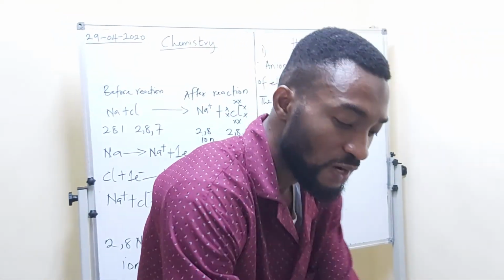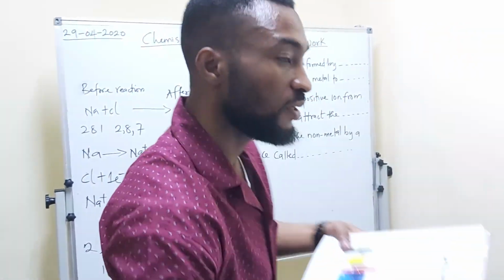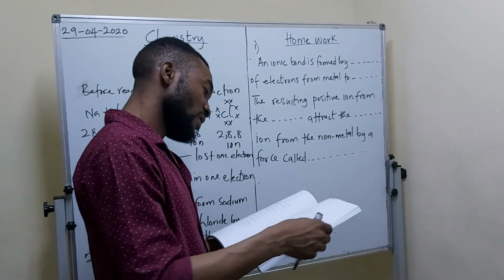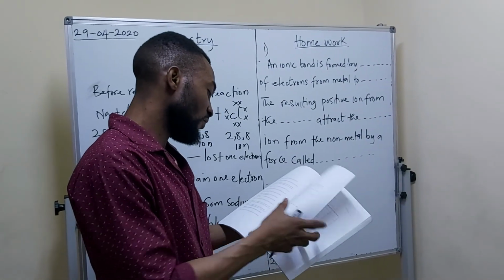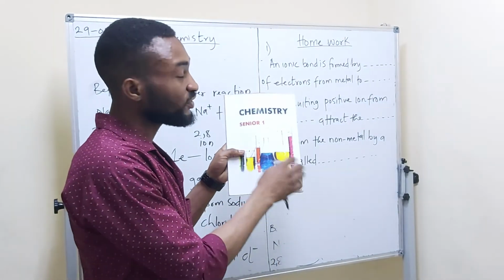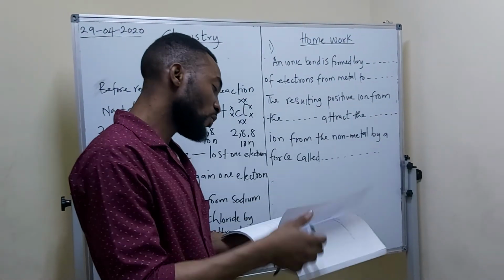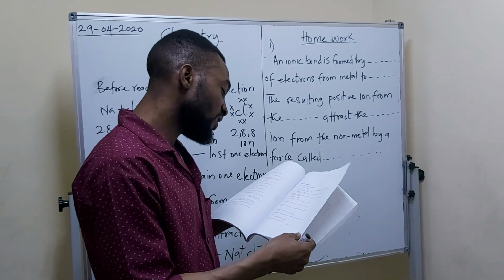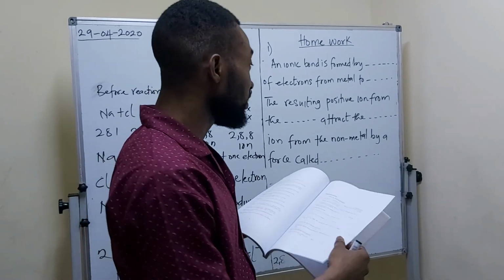And if you have your textbook, you will see many questions there. I think Chemistry Senior 1. If you are with me, you can see this Chemistry Senior 1 from the textbook. You go to page 77, you will see the questions there.